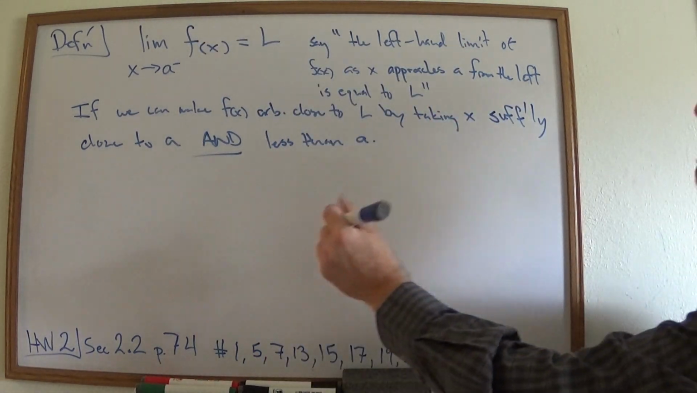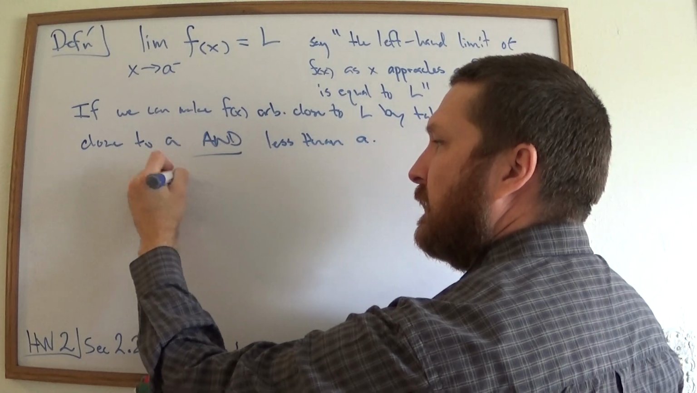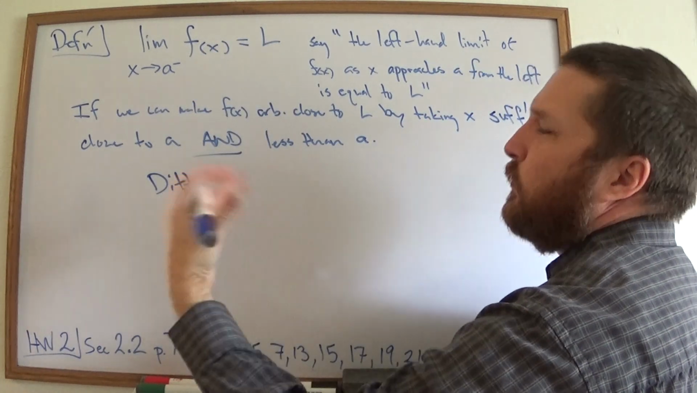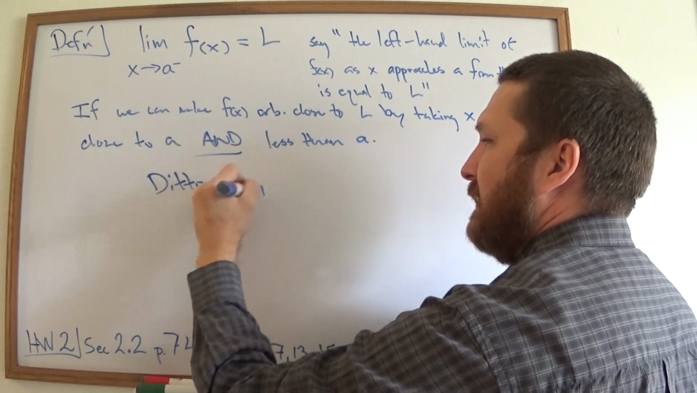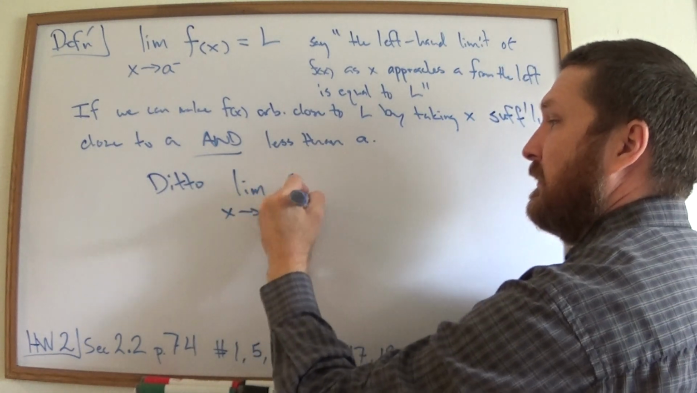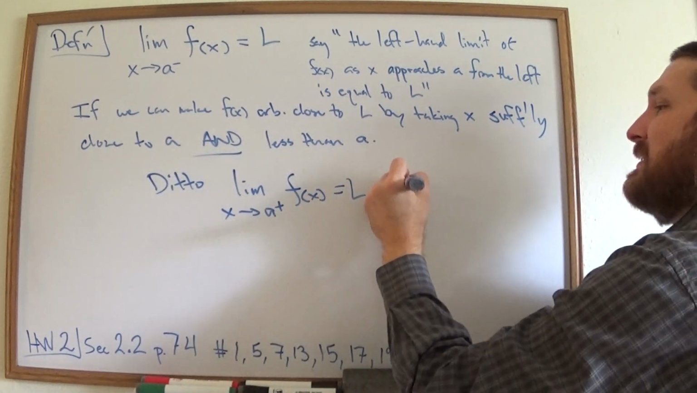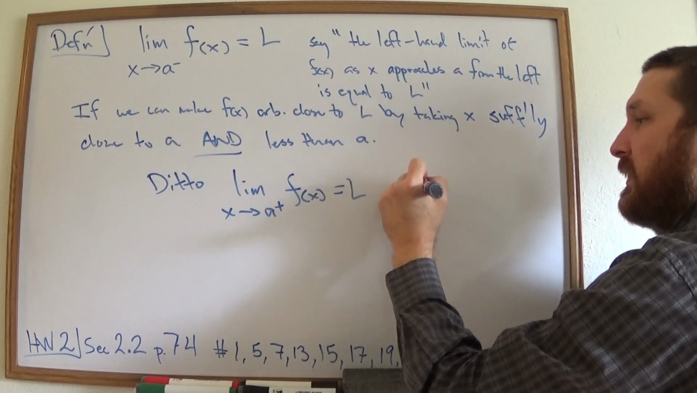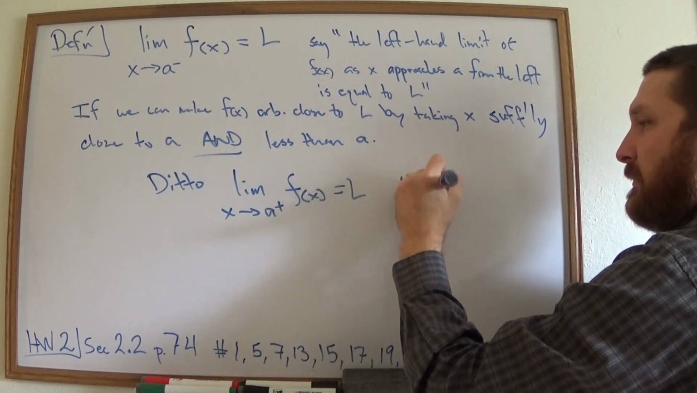And ditto. This is all part of the definition, or you could think about this as the second part of the definition, or a second definition. Ditto. But instead of all the left stuff, we're going to say right-hand limit.